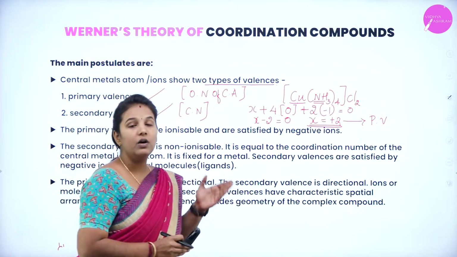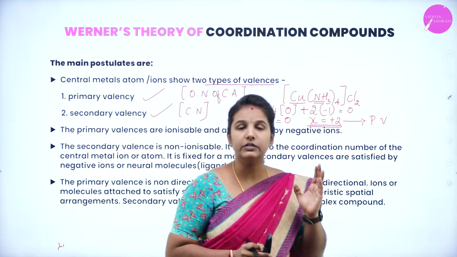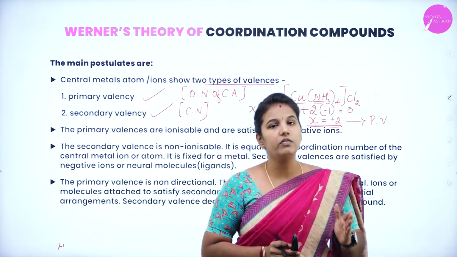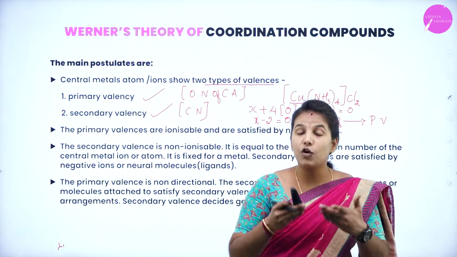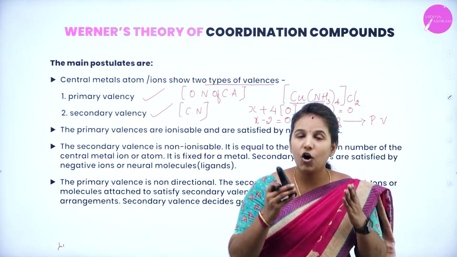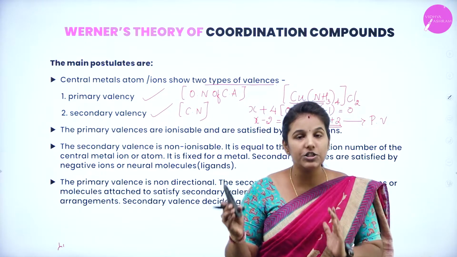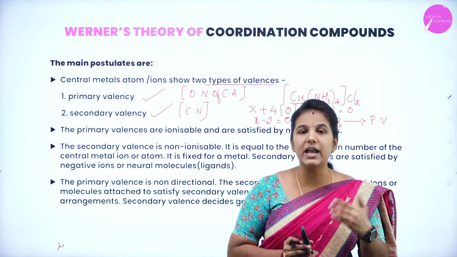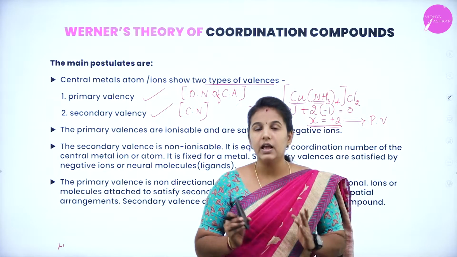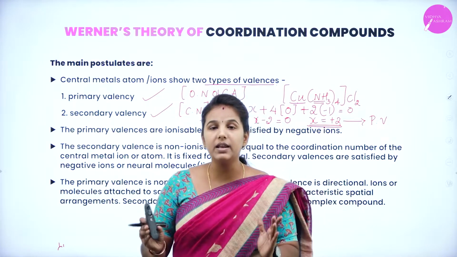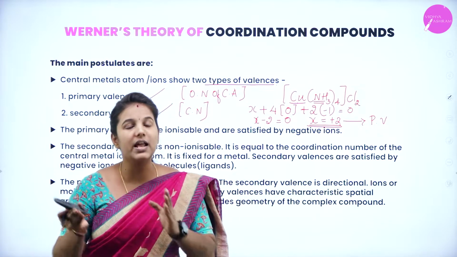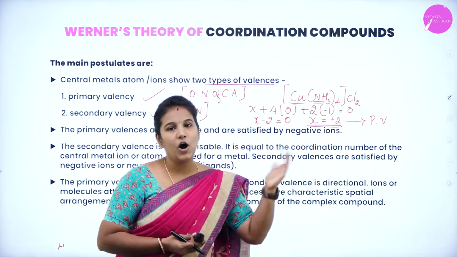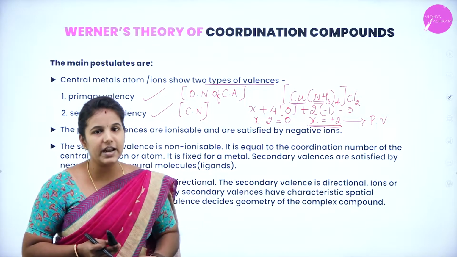So this idea was given by whom? Alfred Werner, and hence this theory is named the Werner theory of coordination compounds. So what does he say? He says that every central metal atom in the coordination compound has 2 valencies, one is primary valency and the other is secondary valency. We come to know that primary valency is nothing but the oxidation number of the central metal atom, and we have learned how to calculate the oxidation number also. Is it right? Yes.